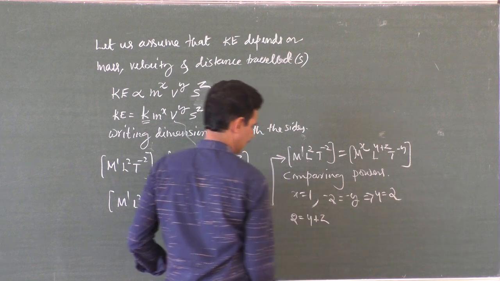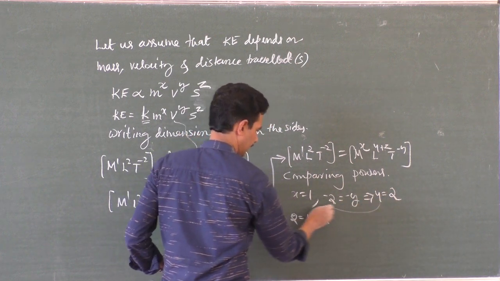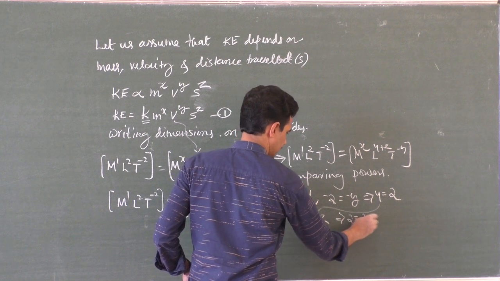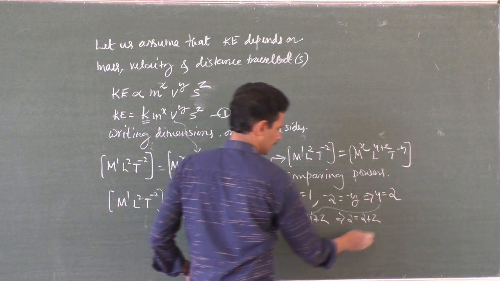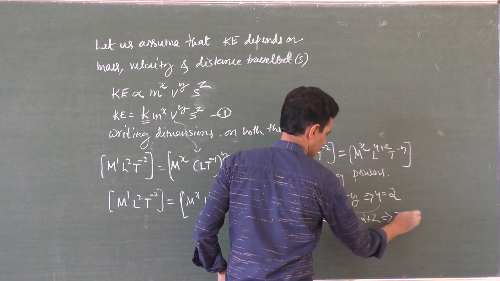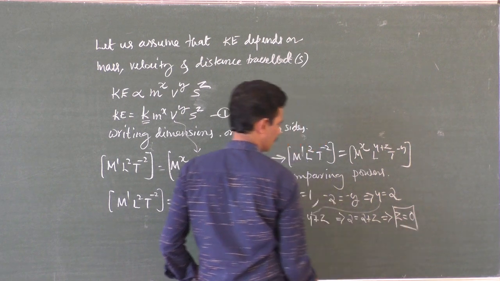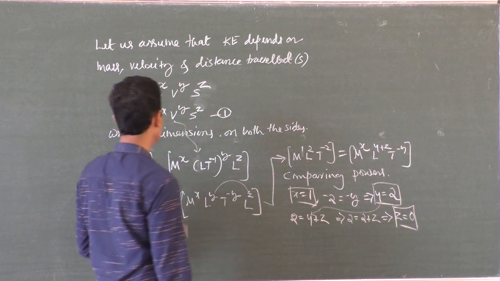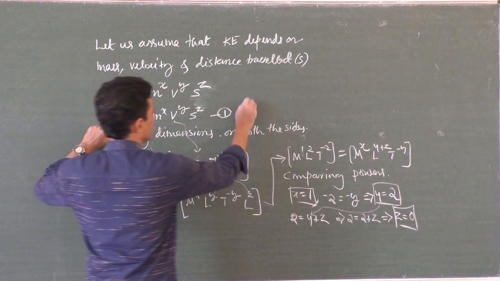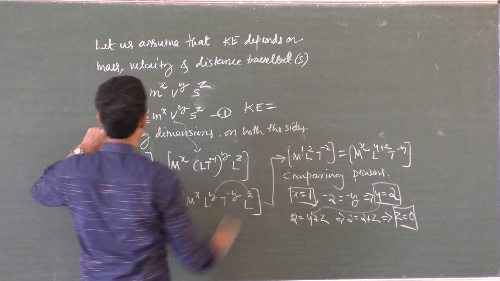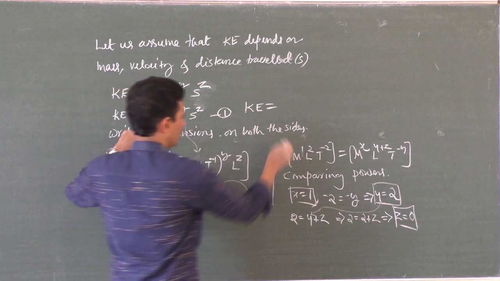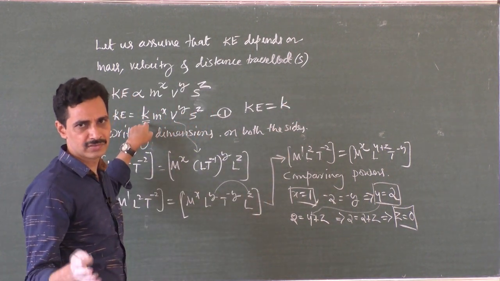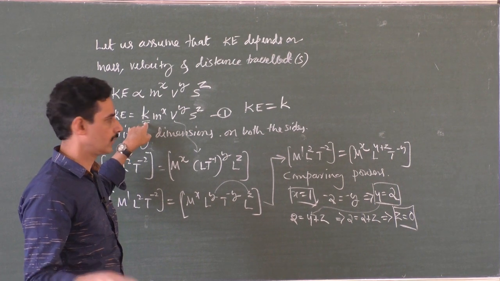But y is known, so substitute. You take this y and put it here. That implies 2 is equal to 2 plus z. Take 2 to this side. That implies z is equal to 0. z is equal to 0, y is equal to 2, x is equal to 1. Put it here. Kinetic energy is equal to a constant that you know is half. It has to be found out experimentally, because dimensions won't help you to get that constant.